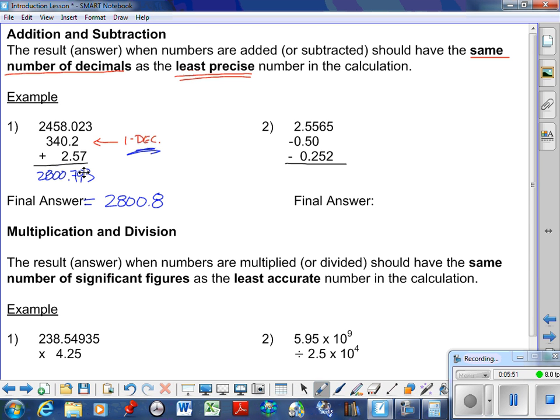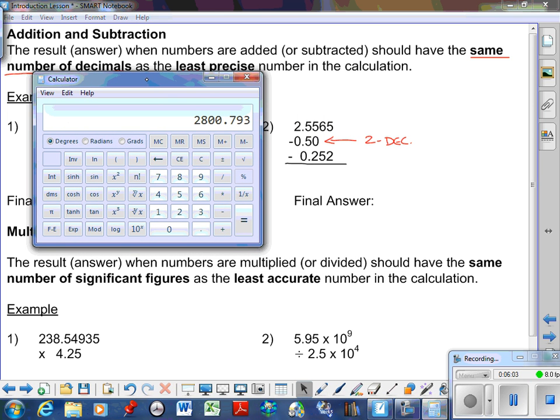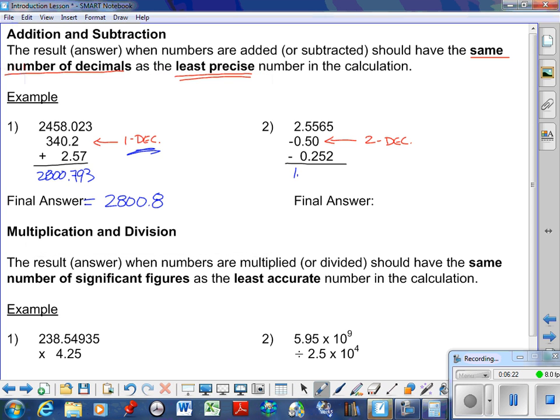This one, even though it was an even 0.5, it indicates that it could have gone to the next column. So this one, in fact, would have 2 decimals of accuracy. So using the calculator for that one, we got subtraction. So 2.5565 minus 0.5 minus 0.252. You do that calculation, and we end up with an answer of 1.8045.